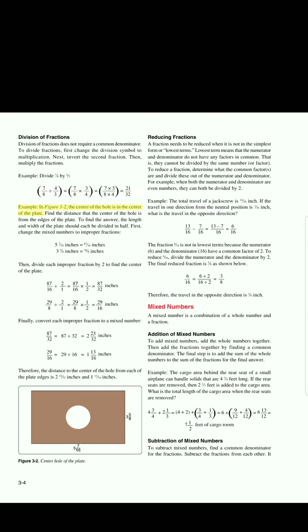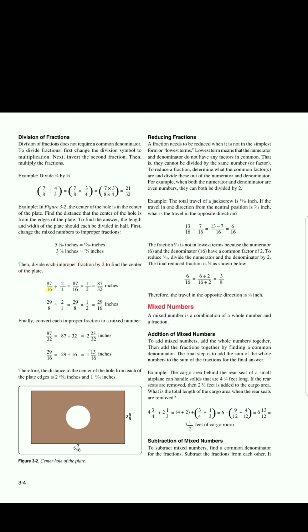Example. In figure 3-2, the center of the hole is in the center of the plate. Find the distance that the center of the hole is from the edges of the plate. To find the answer, the length and width of the plate should each be divided in half. First, change the mixed numbers to improper fractions. 5 and 7/16 inches equals 87/16 inches. 3 and 5/8 inches equals 29/8 inches. Then, divide each improper fraction by 2 to find the center of the plate.